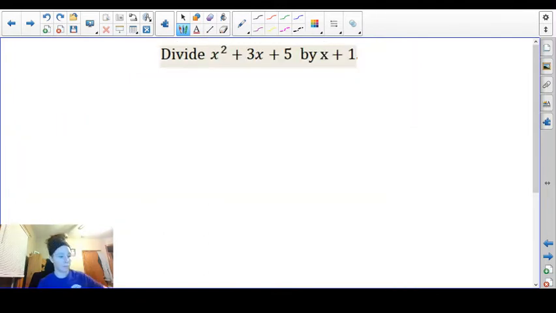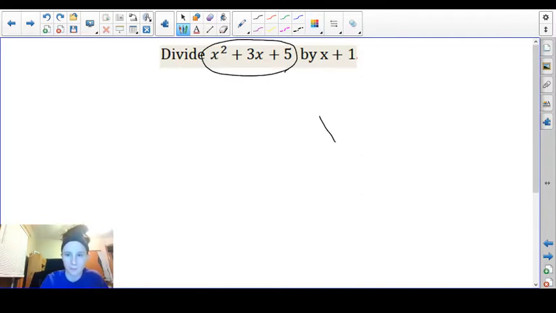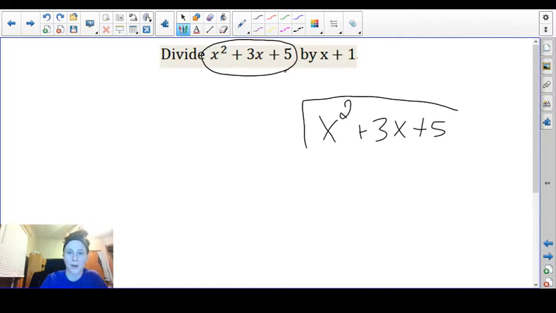Next one. Again, we're going to identify what's going to be divided by. So the guy that's a little bit bigger is going to go underneath. So x squared plus 3x plus 5. It's going to be divided by x plus 1.